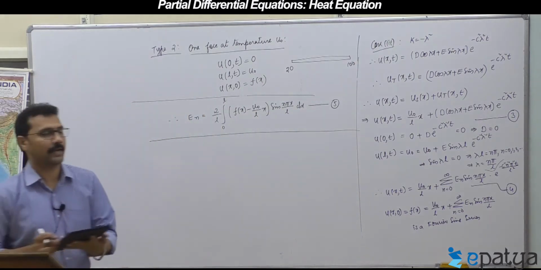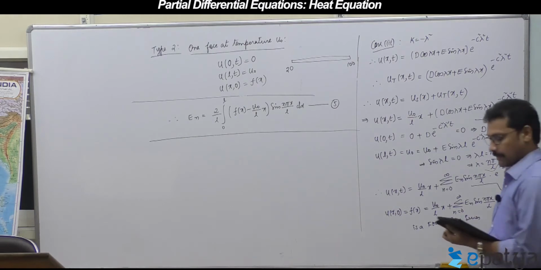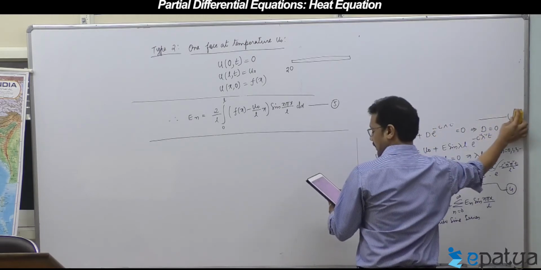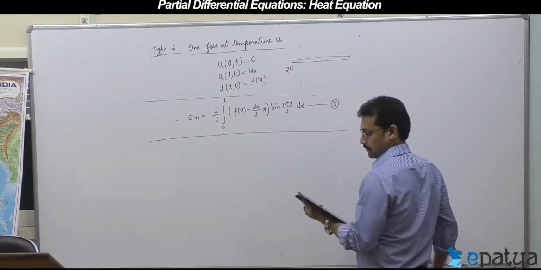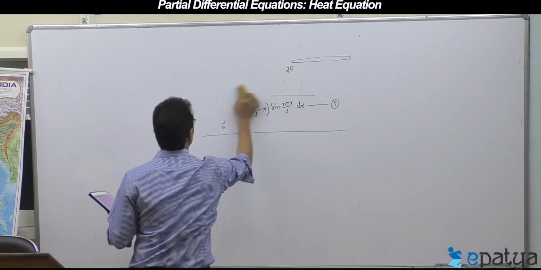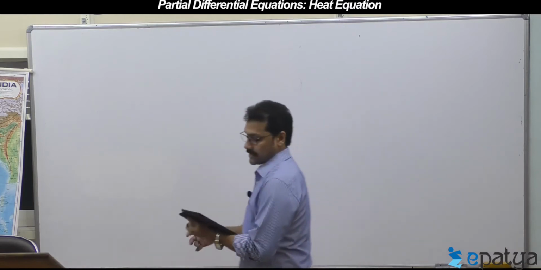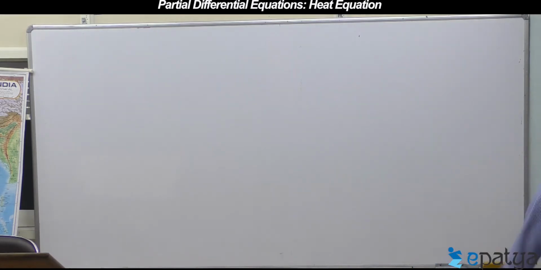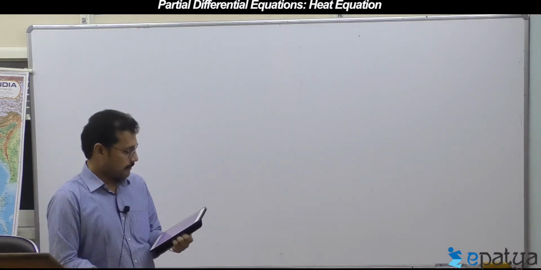The ends A and B of a rod of 10 centimeters in length are kept at 0 degree centigrade and 100 degree centigrade until the steady state conditions prevail.